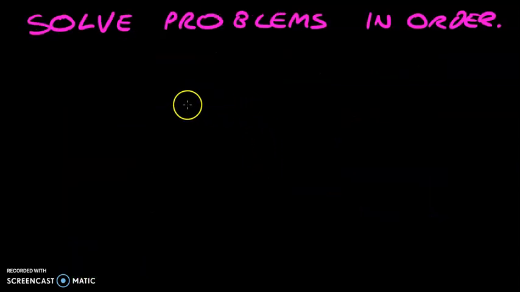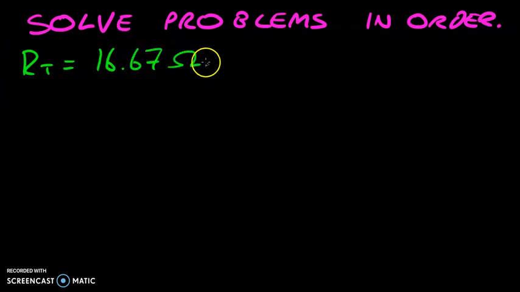Next, solve the problems in order. So we solved our RT. So we can say that RT is 16.67 ohms. Now we're going to look at the other bits on the formula, the next section.